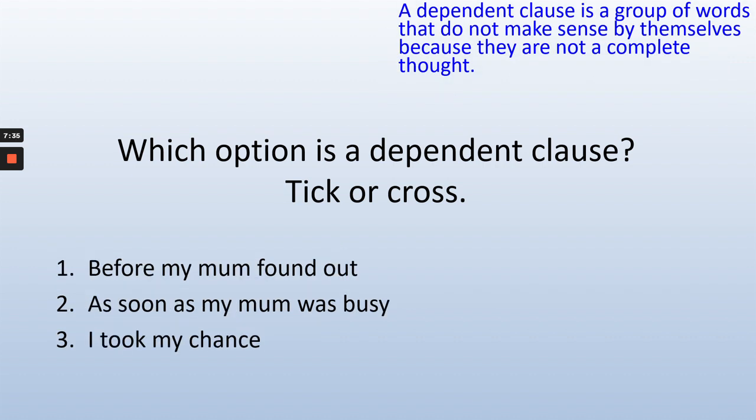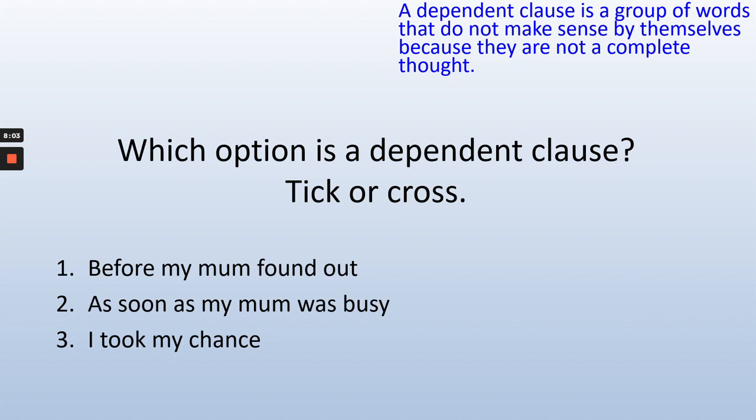Have a go at this one. Which option is a dependent clause? 1, before my mum found out. 2, as soon as my mum was busy. 3, I took my chance. Write down on the piece of paper in front of you 1, 2, and 3, and then tick if it's a dependent clause, cross if it's not. Press pause while you do that and then press play when you're ready to check.